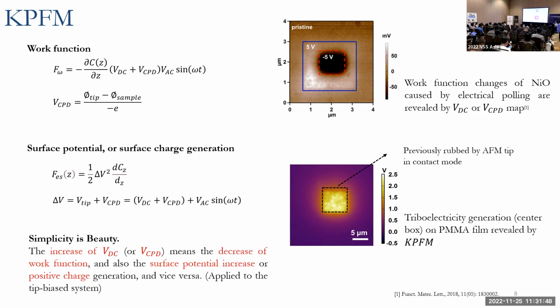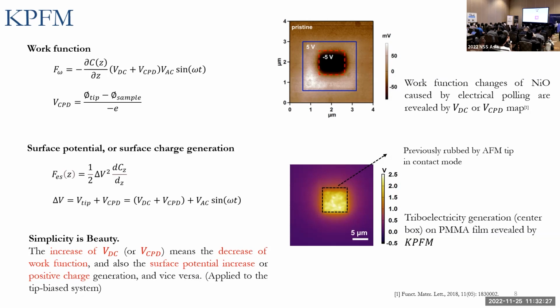This is one example. From this, by conducting the KPFM study, we can see that the work function of the nickel oxide thin films has changed by electrical poling. And also because the electrostatic force is directly related to the potential difference between the tip and the sample, KPFM can be used to study the surface potential and surface charge.